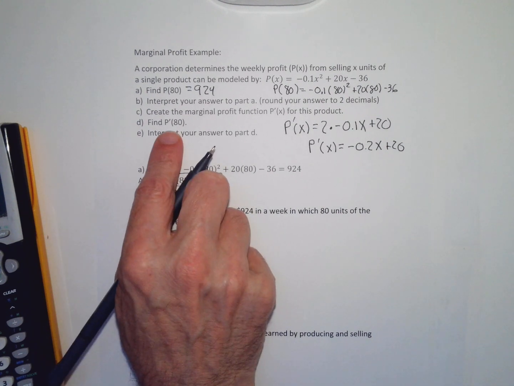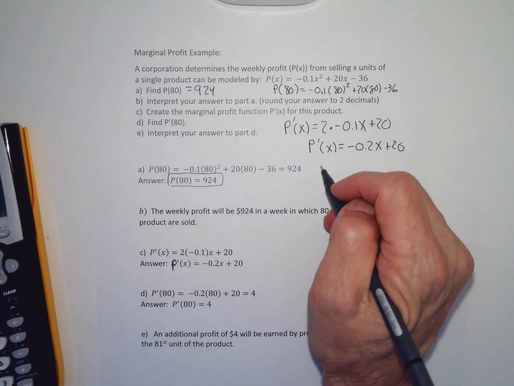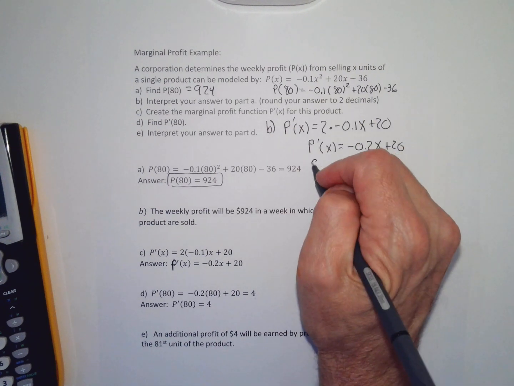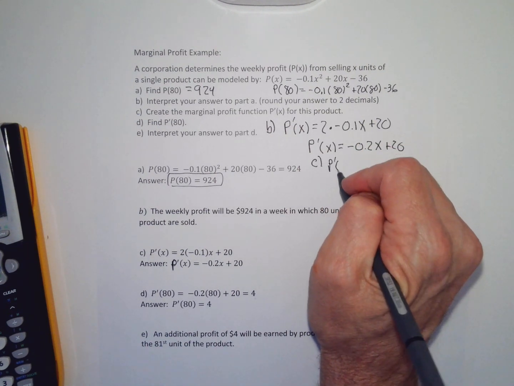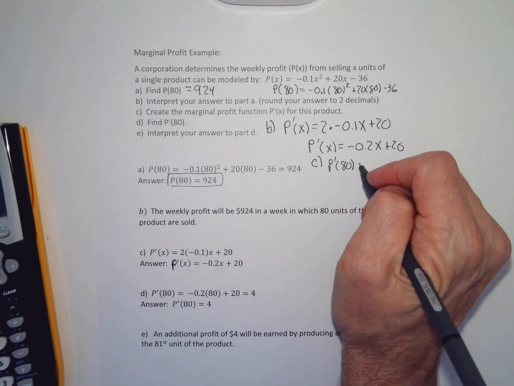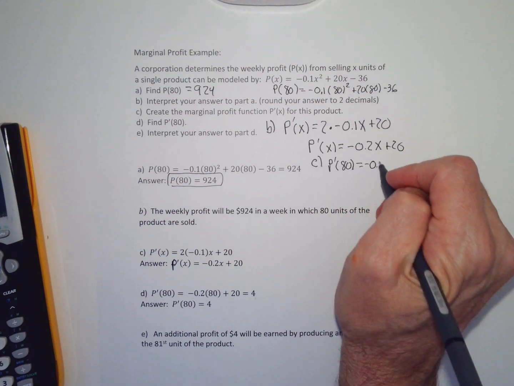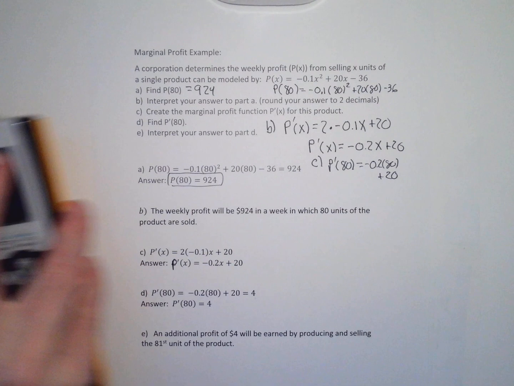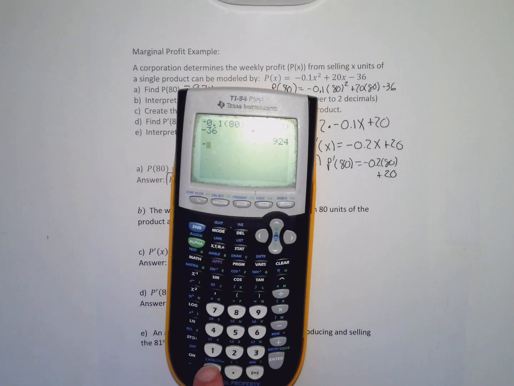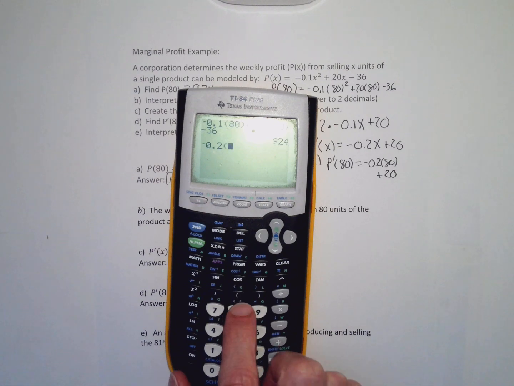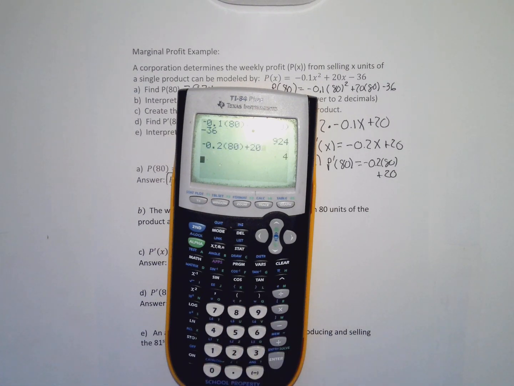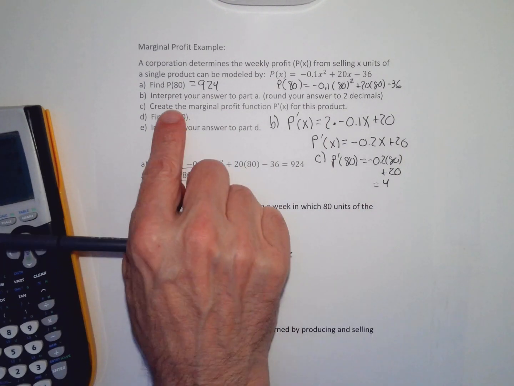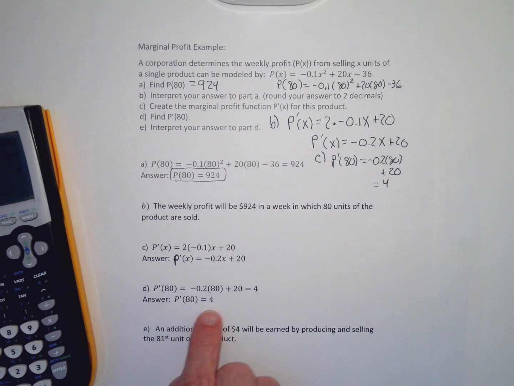Part C wants me to plug 80 into the function. So this was A, this was B. Part C wants me to take that function and plug 80 in. That represents 80 units. And what I'm going to get out is not the total profit from selling 80 units. I already know that. When I plug a number into the marginal profit function, I get the extra profit by selling one more unit. So this is going to be 4 for the answer to part C, because when I plug it in, I get 4. So when I wrote my answers down here, I said P prime of 80 is 4.